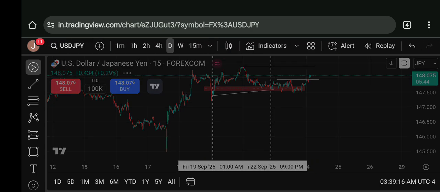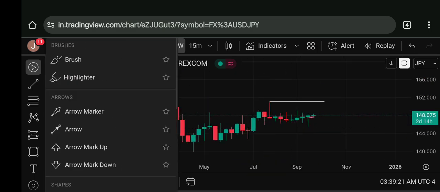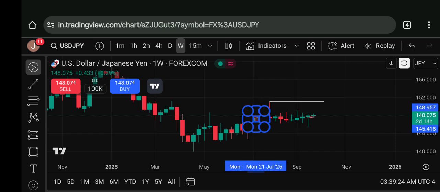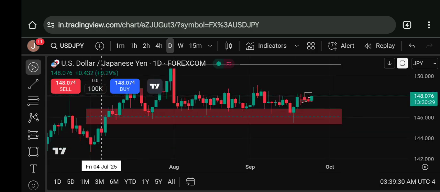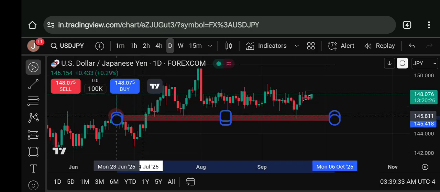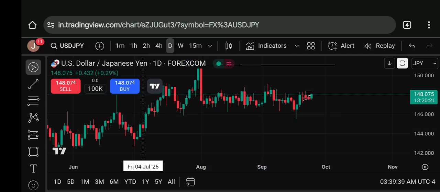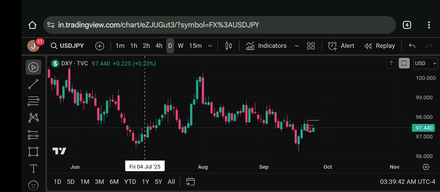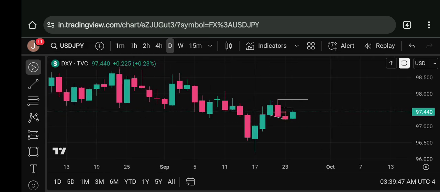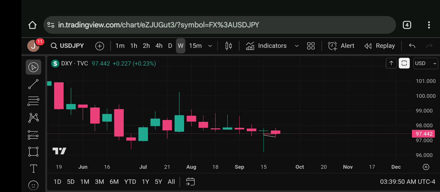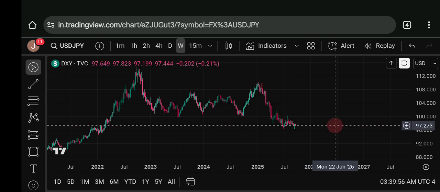So guys, weekly internal range liquidity, that is this bullish fair value gap to this buy side, and the daily also aligns, as you can see that here from this daily fair value gap to this buy side here. And on the dollar index also you could see the same daily internal range liquidity, that is this bullish fair value gap to external range liquidity. And weekly also aligns guys, you can see that here it entered into this fair value gap here.